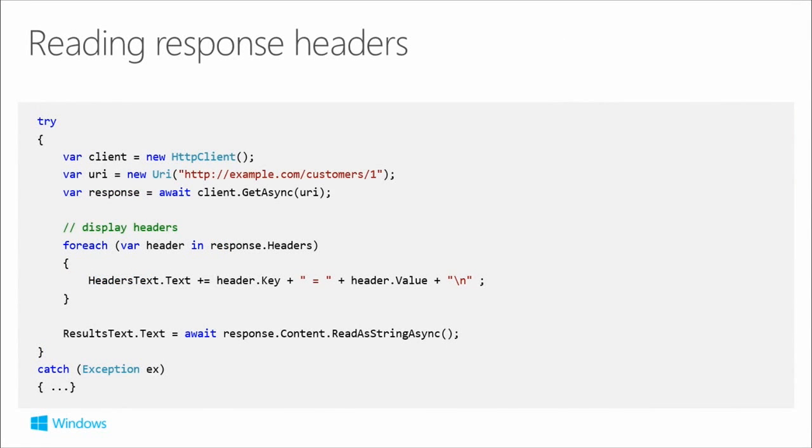Here's an example of reading the response headers. So you call client.GetAsync, and then for each header in response.Headers, we're just dumping it out in a text file here, but you can have a look at the response headers to get a bit more information about what's coming back.